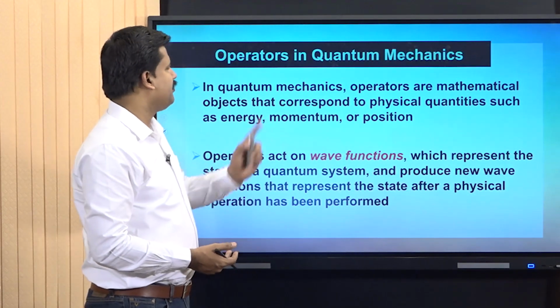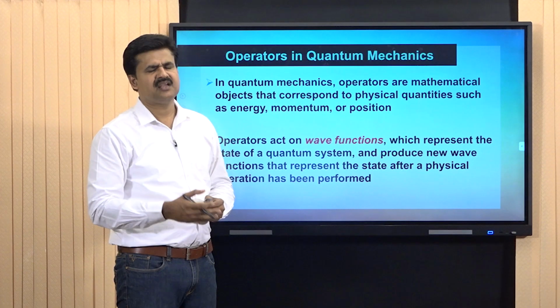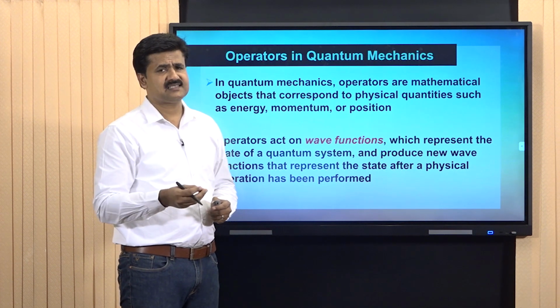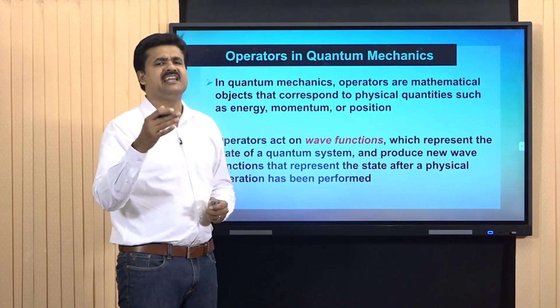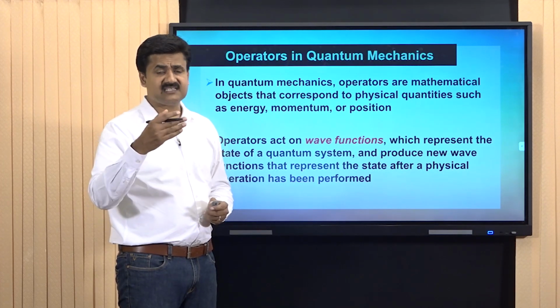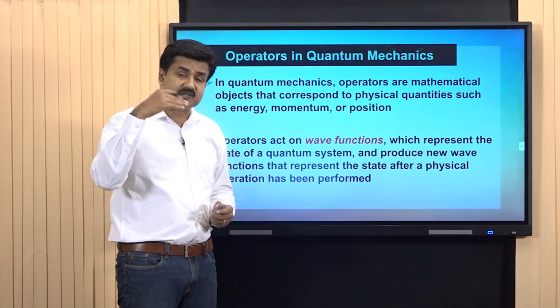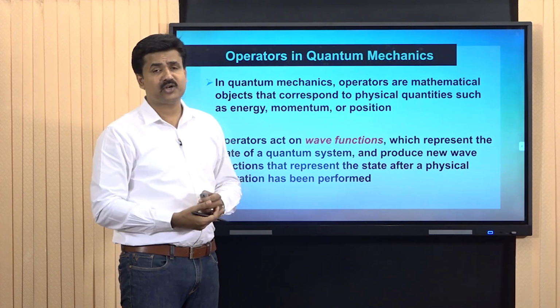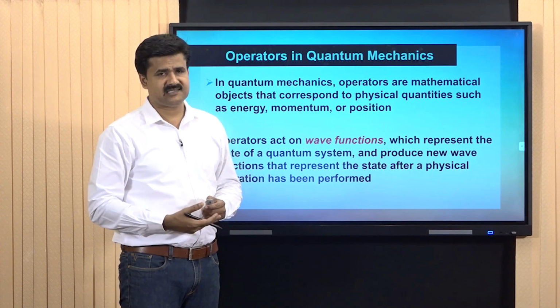Now, in quantum mechanics, operators are mathematical objects that correspond to physical quantities such as energy, momentum or position. This implies that in quantum mechanics, the physical quantity can be represented by using operators. Energy can be represented by energy operators, time by time operator, position by position operator, momentum by different momentum operators and its components, also angular momentum by angular momentum and its component operators. So for every physical quantity, there can be some operators.